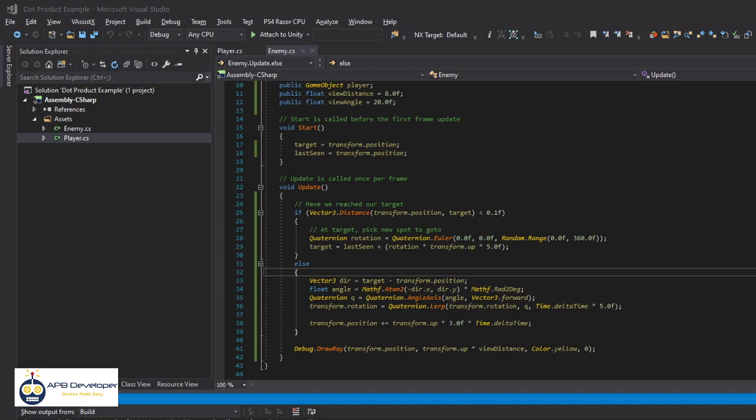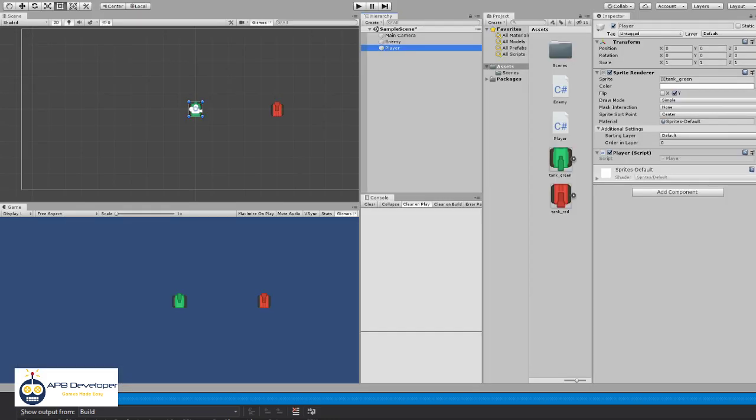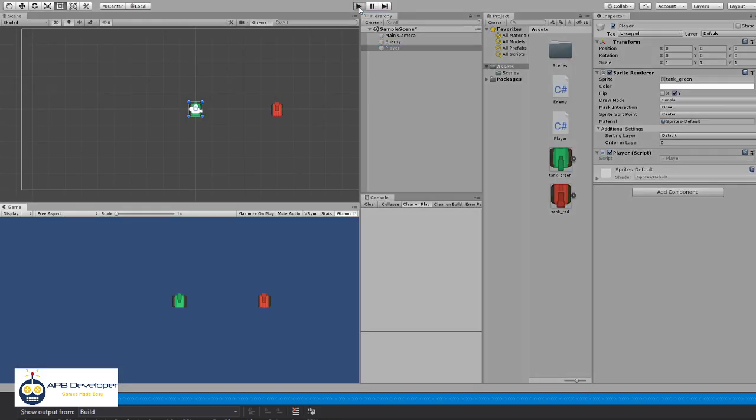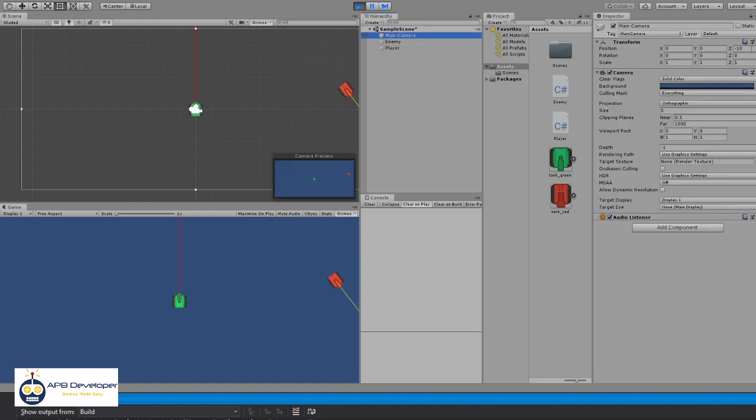Okay, so if we now flick back to Unity and run this, hopefully what we'll see, as we haven't put any logic in for the player, is the enemy just wandering around, picking points to go to. Let's see if we can make this screen a little bit bigger. There we go, to get a bit better view. So you can see he's just wandering around, and he's actually managed to get quite close.